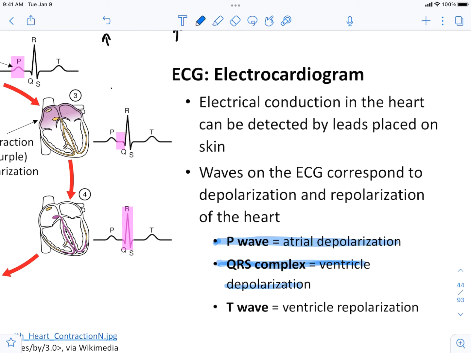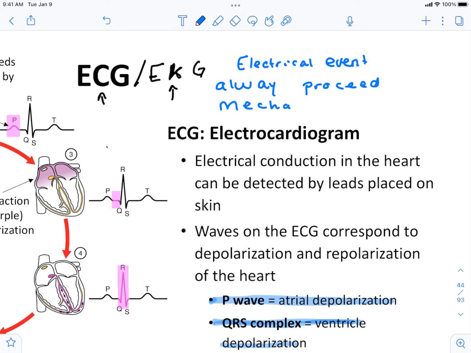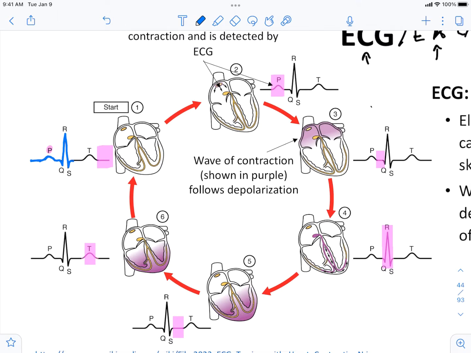I want to introduce you to an important concept. When we're dealing with the ECG, the electrical events, depolarization, repolarization, they always precede the mechanical events. Always.